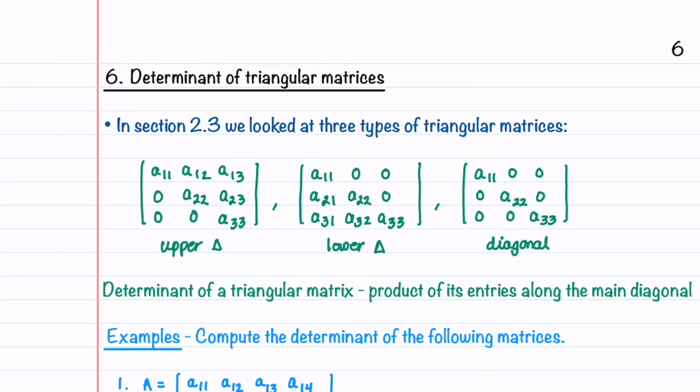The last topic that we're going to go over is how to find the determinant of triangular matrices. In section 2.3, we looked at 3 types of triangular matrices. We had an upper triangular matrix, we had a lower triangular matrix, and we had a diagonal matrix. The determinant of a triangular matrix is the product of its entries along the main diagonal. Let's walk through some example problems to see why this is true and to see how it works.